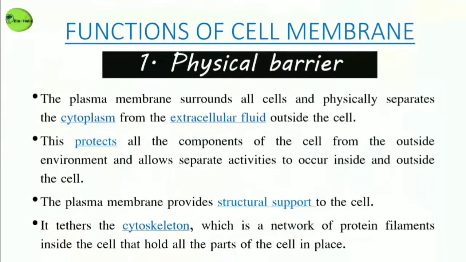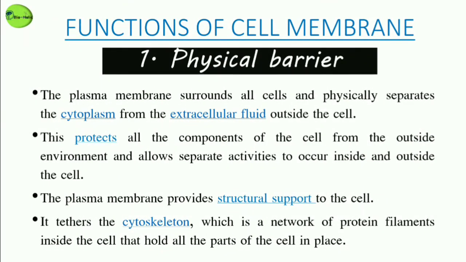Next, moving on to the functions of the cell membrane. At the very first, physical barrier. The plasma membrane surrounds all cells and physically separates the cytoplasm, which is the material that makes up the cell, from the extracellular fluid outside of the cell. And this protects all the components of the cell from the outside environment and allows separate activities to occur inside and outside of the cell. Now the plasma membrane provides structural support to the cell.